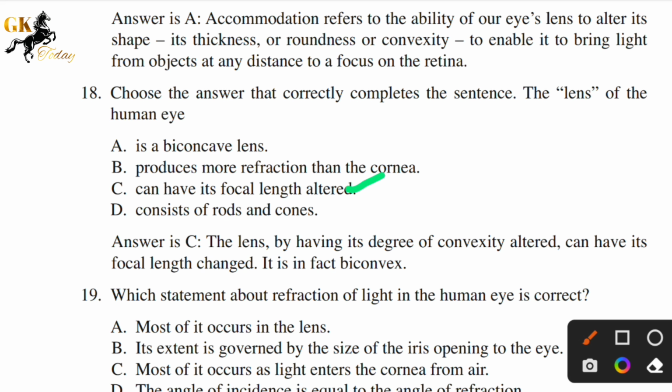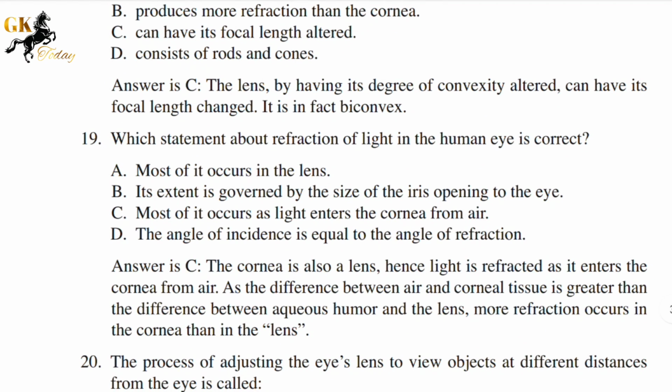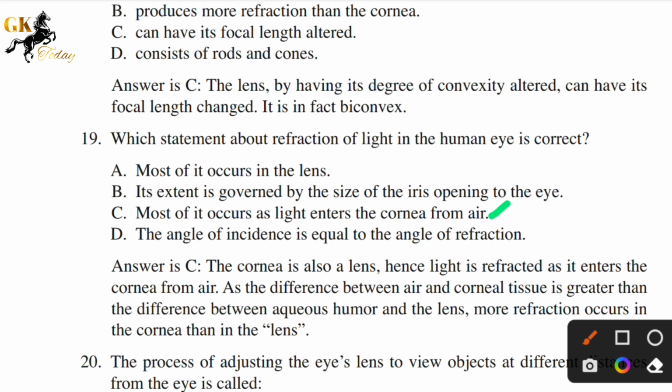Option C. Next. Which statement about refraction of light in the human eye is correct? Most of it occurs in the lens. Its extent is governed by the size of the iris opening to the eye. Most of it occurs as light enters the cornea from air. The angle of incidence is equal to the angle of refraction. Option C. Most of it occurs as light enters the cornea from air.